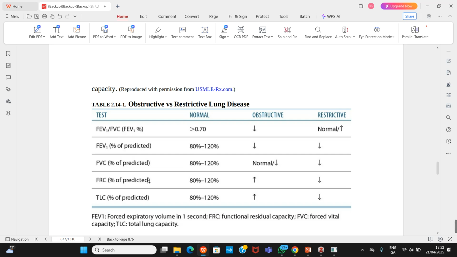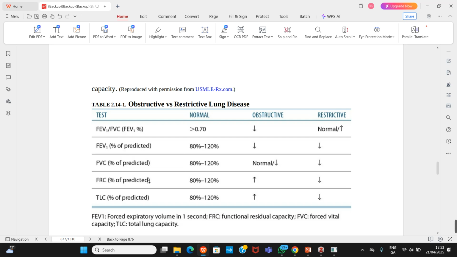But what about restrictive? The only thing that increases in restrictive is the ratio. Anything else, it is low. Because people with restrictive lung disease don't have space in the lung. There's no space. It is shrunken. There's no way that lung can expand, whether it's from a fibrotic condition or from a neuromuscular issue. There's no way it can create space for air to come in. So FEV1, FVC, FRC, TLC, everything is reduced.